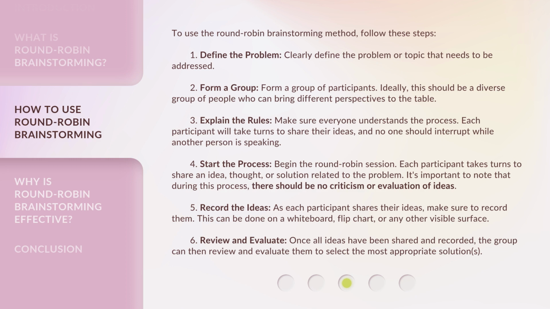4. Start the process. Begin the round-robin session. Each participant takes turns to share an idea, thought, or solution related to the problem. It's important to note that during this process, there should be no criticism or evaluation of ideas. 5. Record the ideas. As each participant shares their ideas, make sure to record them. This can be done on a whiteboard, flip chart, or any other visible surface. 6. Review and evaluate. Once all ideas have been shared and recorded, the group can then review and evaluate them to select the most appropriate solutions.